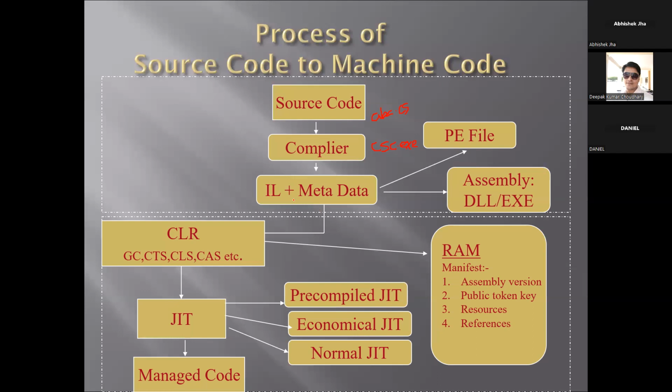Now once that IL is generated, all the CLR components start working. First the GC starts and allocates whatever memory is required. Then the CTS starts. The CTS checks what the common types are, whether those types are there or not, and whether each type is valid as per the CTS rules. Then it starts checking the Common Language Specification, whether the language follows valid syntax and fulfills the CLS rules or not.